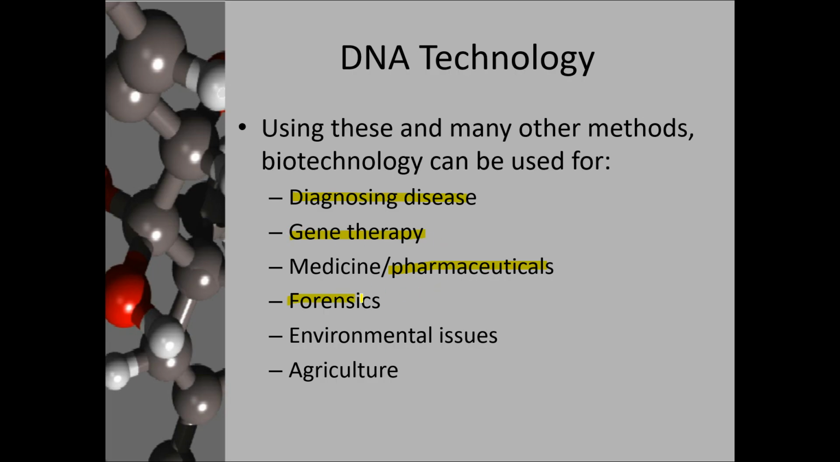We've been using it for forensic study for quite a while, things like PCR and DNA analysis, DNA fingerprinting, and for environmental issues like cleaning up oil spills or toxic waste. We definitely saw how it can be used in agriculture, like with Rob Horsch, creating disease-resistant crops and pest-resistant crops. These are just a few. You may read about some more when you do your study guide.